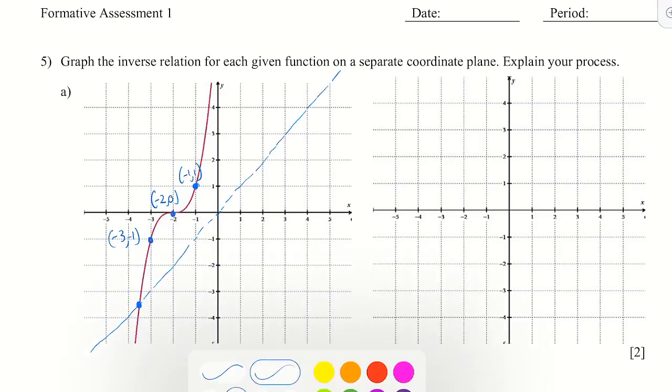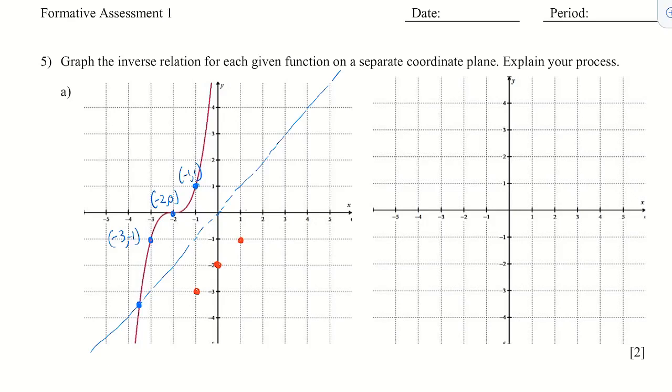What I'm going to do now is flip these. So I'm going to say (-1, -3), which is going to be right here, and you can see the distance is still the same distance away from the y equals x line. (-2, 0) is going to be (0, -2), so that's going to be right there. And the last one, (-1, 1), is going to be (1, -1).